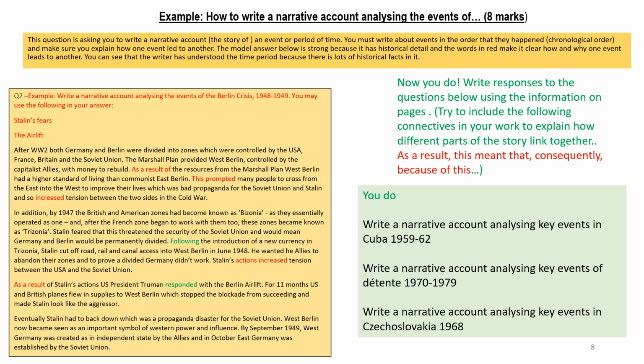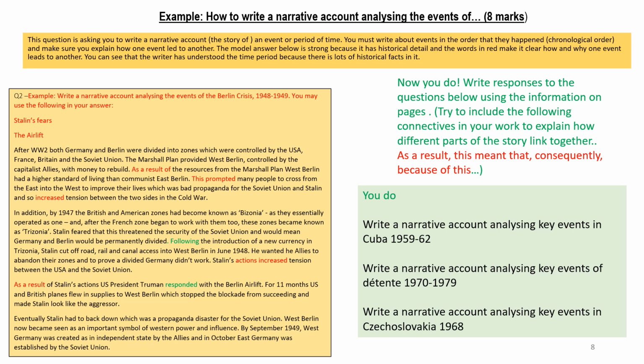Now you need to have a go at writing a narrative account. There are 3 questions that I would like you to try. The first one says write a narrative account analysing the key events in Cuba from 1959 to 1962. So the first thing I'd like you to do is to write down that question on a lined piece of paper. And when you've written that down, I want you to underline the key dates in the question. So these key dates tell you what's going to be the beginning of your story, your narrative, and what's going to be the end.